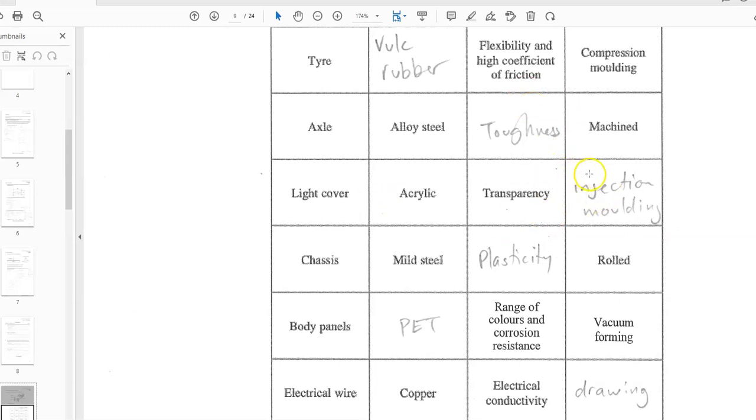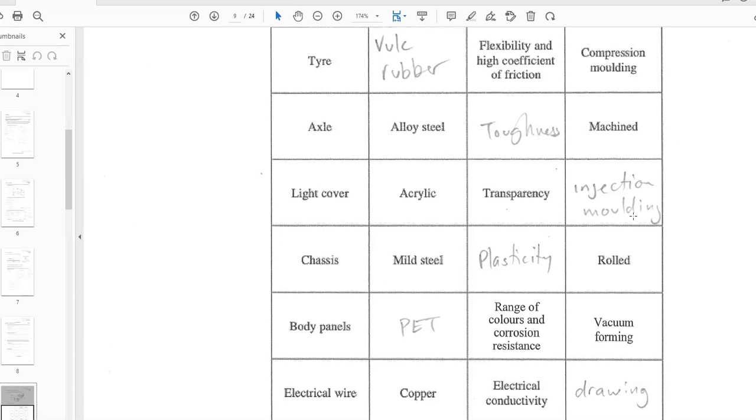Okay, so the light cover is going to be injection molding. Now, if you said something like blow molding or vacuum forming, I would actually give it, as long as there's an answer. What about vacuum molding? Yeah, I'll give that. I'll give you vacuum molding.